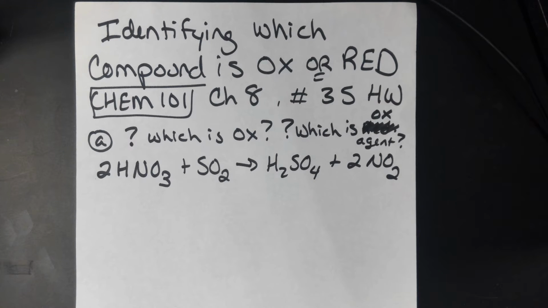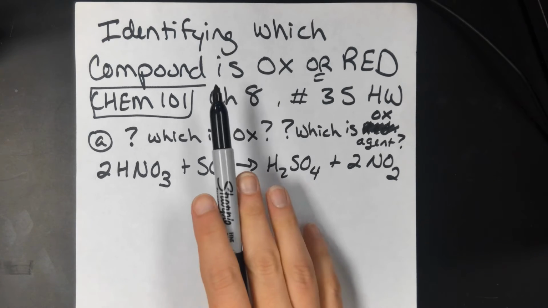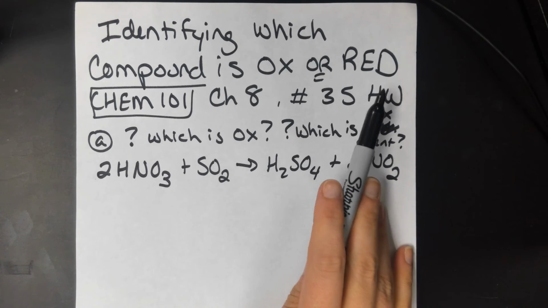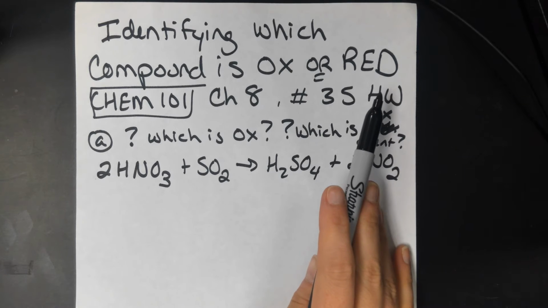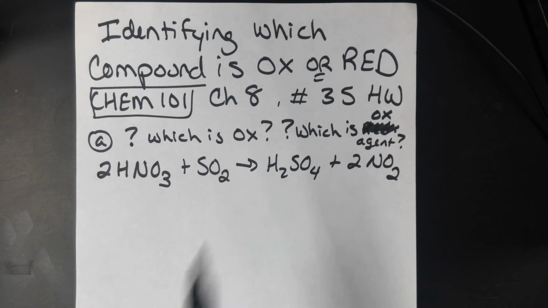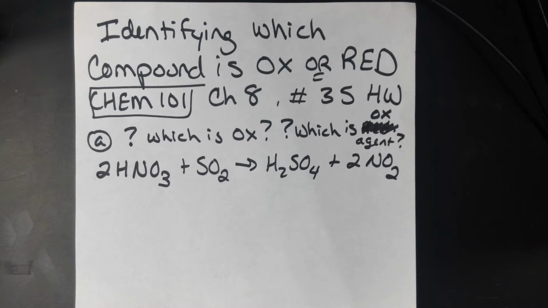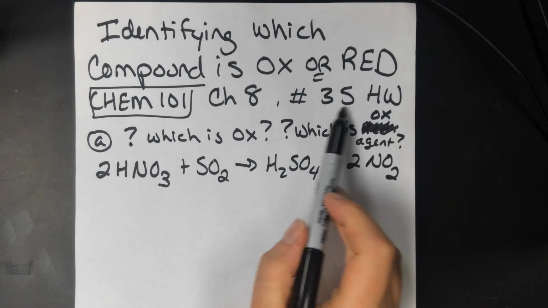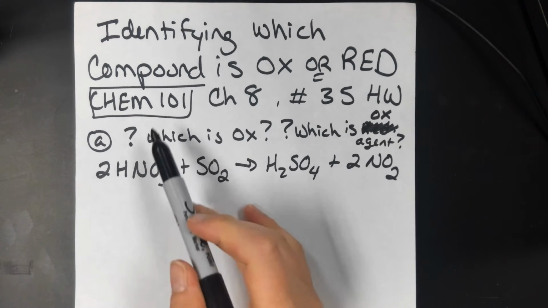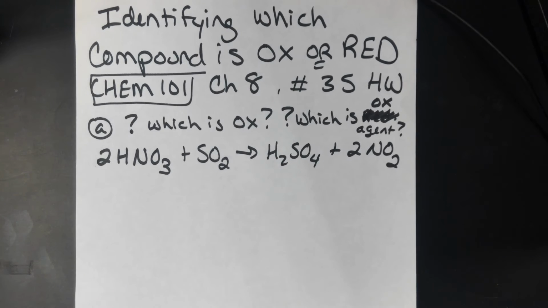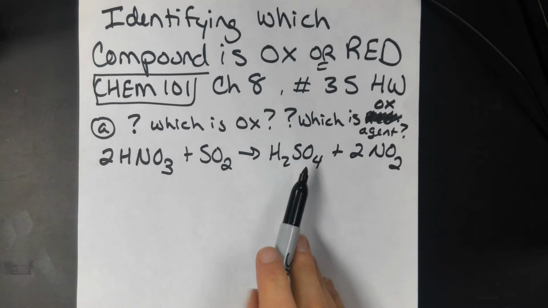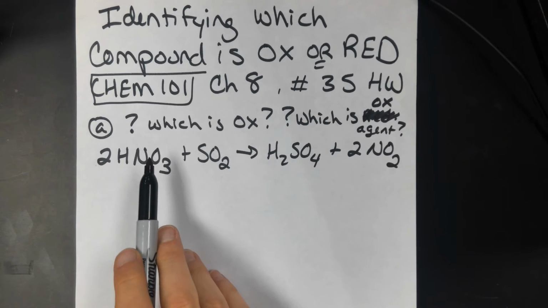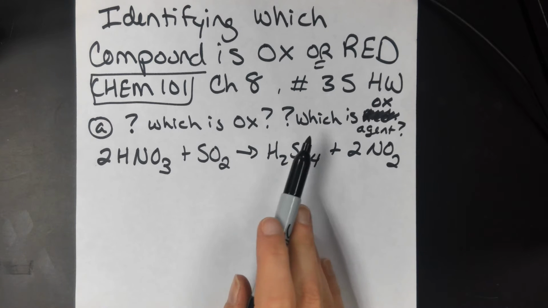It's me again. So what we're going to do for this video is identify which compound is oxidized or reduced, and as a bonus, which compound is the oxidizing agent. This one has 4 parts, I believe, and it's number 35 on your homework for chapter 8 for my 101 class. They give us a reaction to start off with, and they ask which one's oxidized and which one's the oxidizing agent.